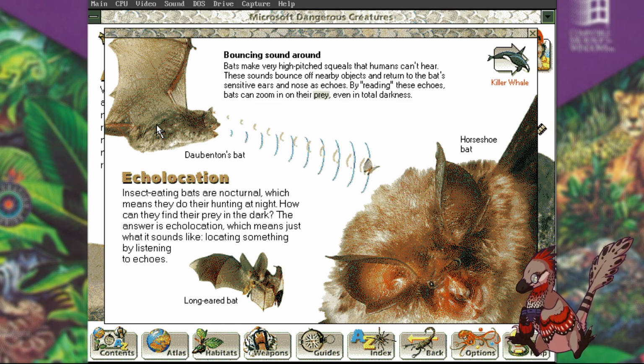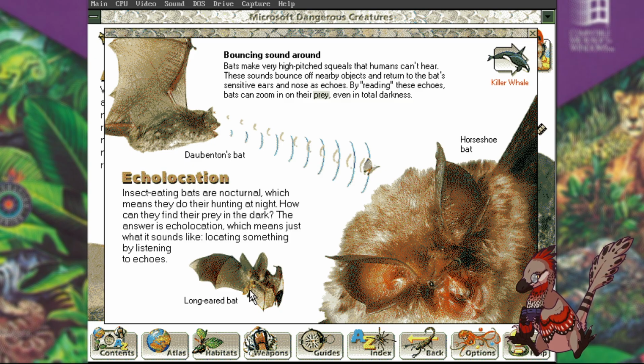We have Daubenton's bat here, echolocating what appears to be some sort of moth. And then we have a horseshoe bat here with its big eyes. Look at those big ears, not eyes. Well, I guess the ears are eyes if it sees with them, so... And here we have a long-eared bat that has even longer ears.